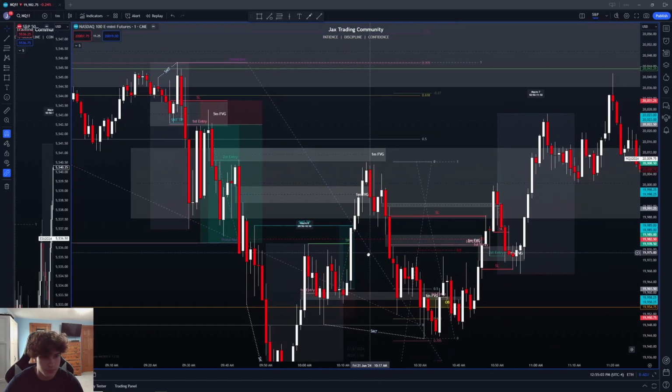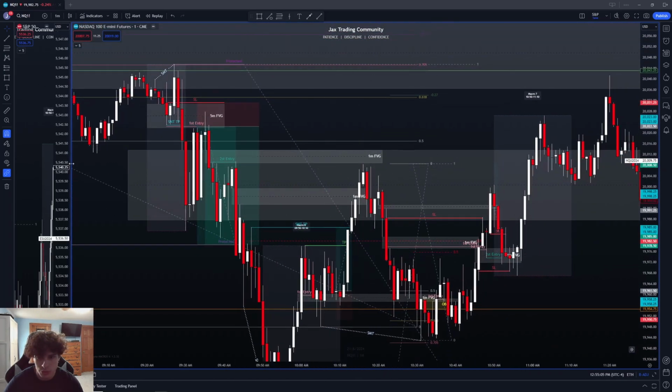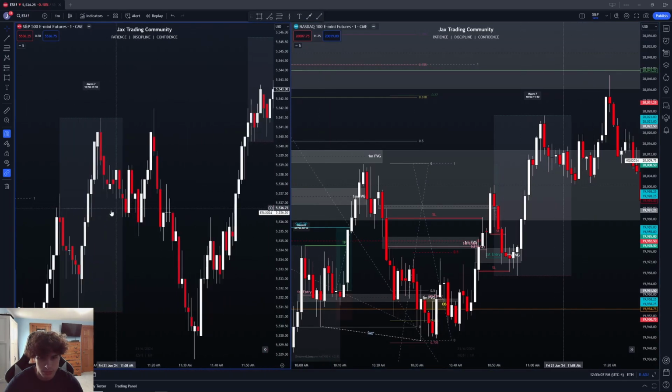And then it's generating more structure. I wonder if there was an SMT in here.